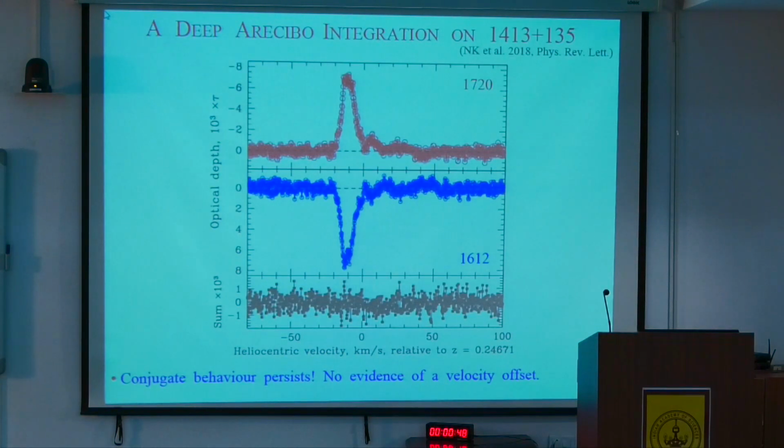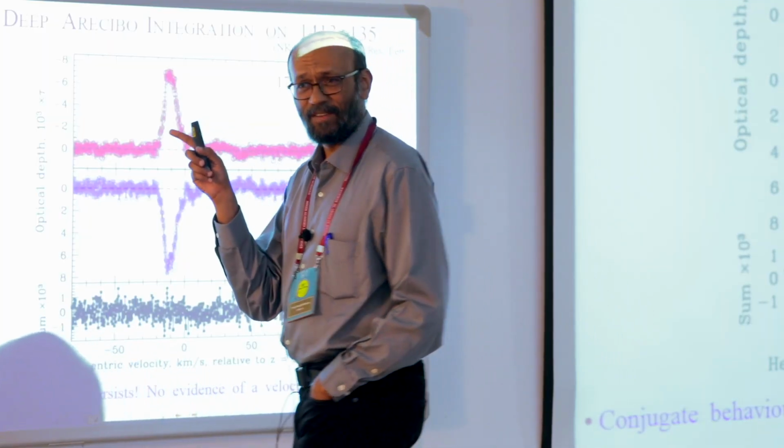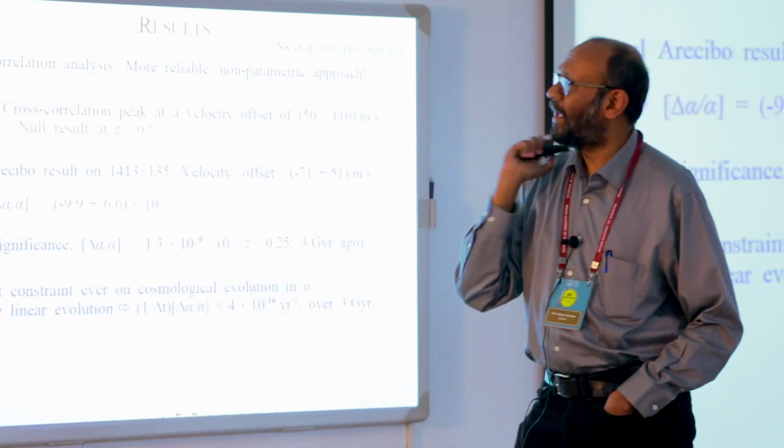The 1720 line is seen in emission. The negative things are now, this is now negative going up, if you like. 1612 is an absorption, and you see this weak feature over here, and actually even a weak feature over here. When you add these up, each point over here is at a resolution of 100 meters per second. When you add these up, you get perfectly conjugate behavior. There's no evidence of velocity offset, which is kind of depressing for us because we had a 2.5 sigma result which suggested changes in the constants before we got these deep data.